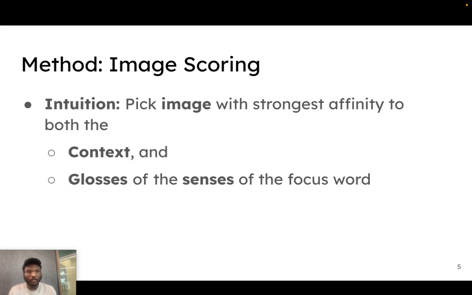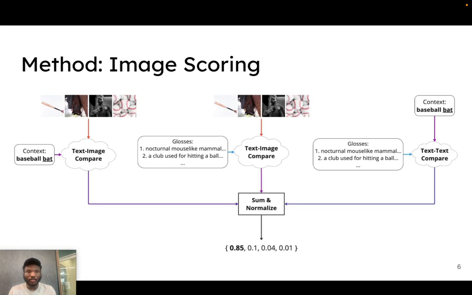The third and final component where we are able to make a prediction is image scoring. And the intuition behind this is simple. We pick the image with the strongest affinity to both the context and the glosses of the senses of the focus word. So here is a diagrammatical display of how our system works.